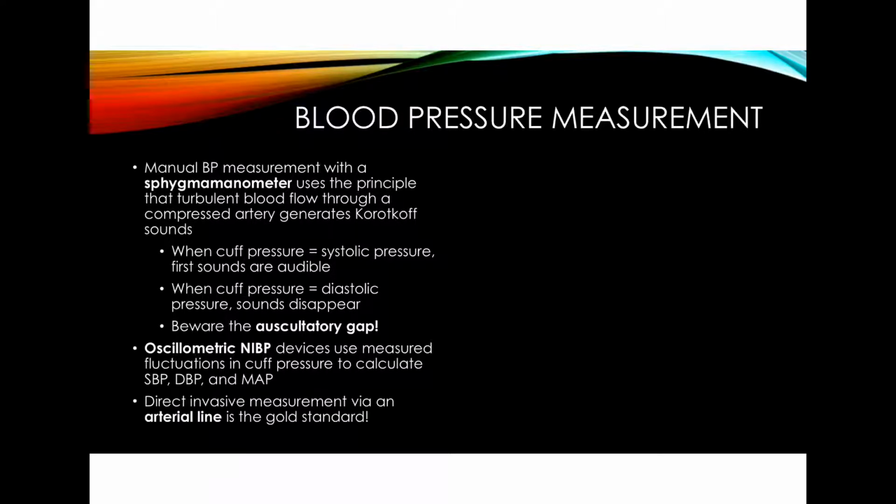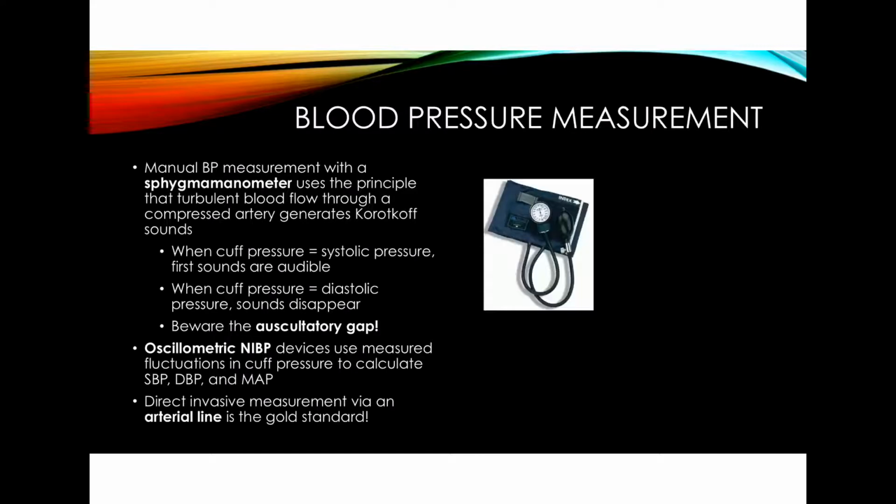Finally, the gold standard of blood pressure measurement is the direct invasive measurement using an arterial line. This is a picture showing a sphygmomanometer, the manual blood pressure cuff, which has a pressure gauge and a bulb which is squeezed to generate pressure in the cuff, along with a valve to release pressure in the cuff.